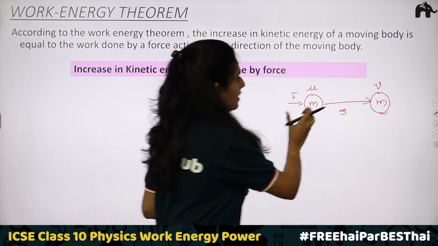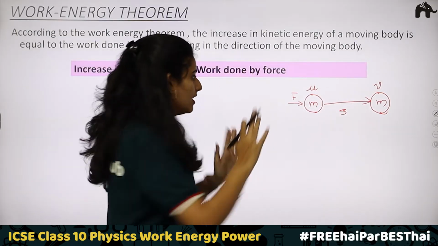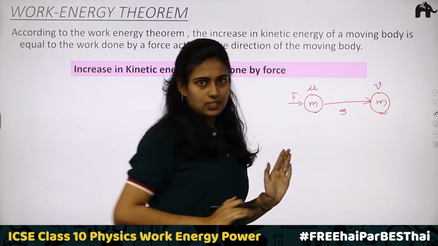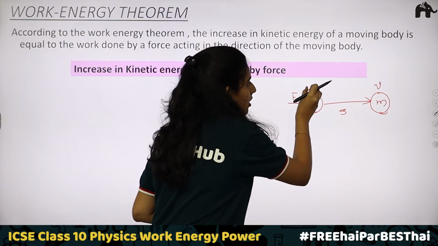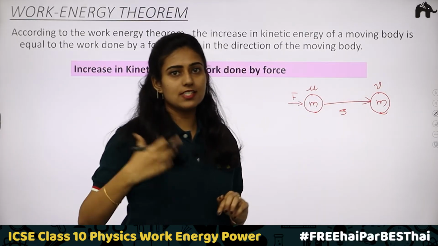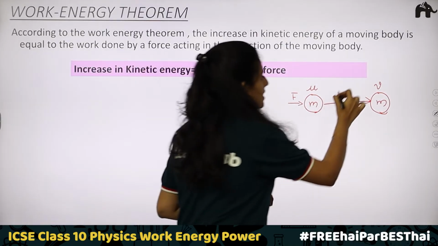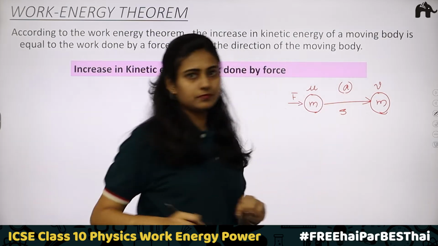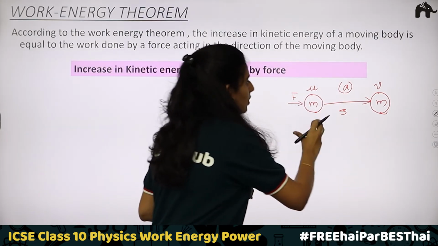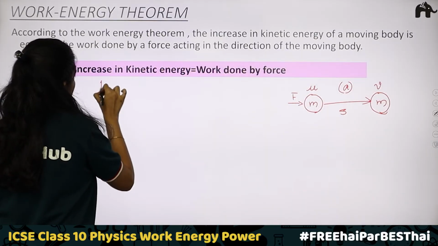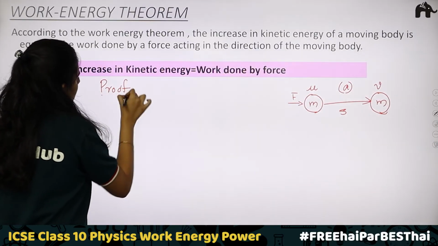Let's see. There is a force applied. The body moves from this point to this point, that is, from initial velocity u to a final velocity v. The body is getting accelerated because of the force. Let the acceleration be a. We are going to calculate the increase in kinetic energy. This is our proof for the work energy theorem.